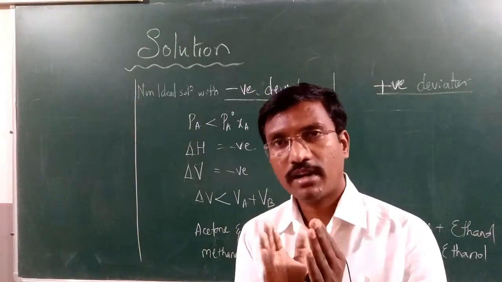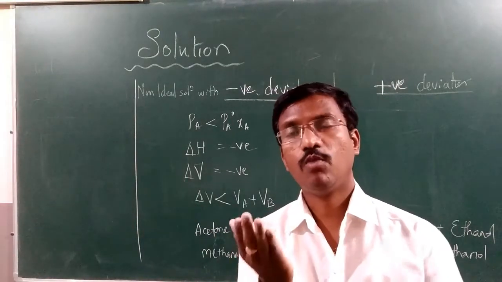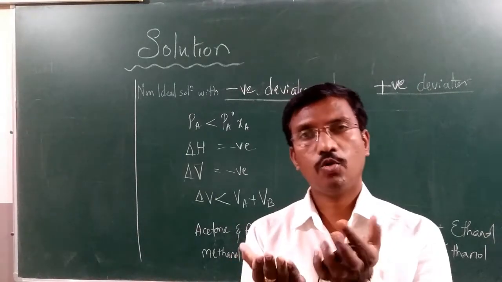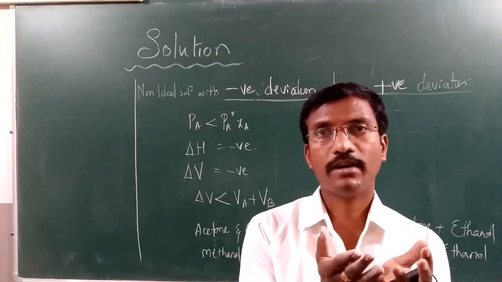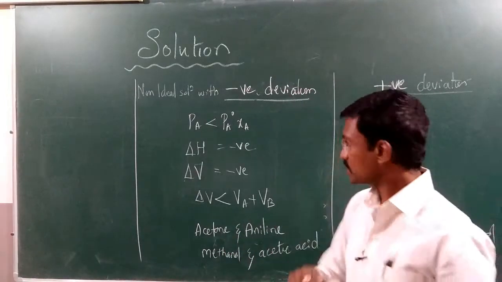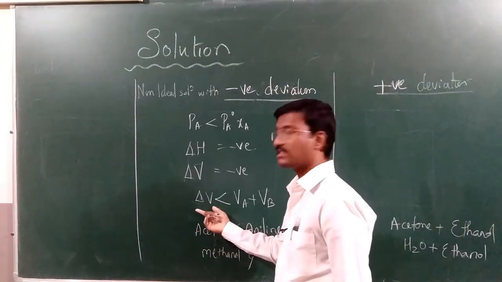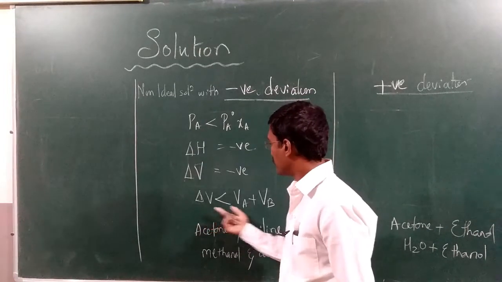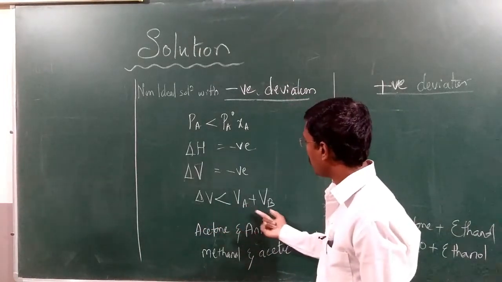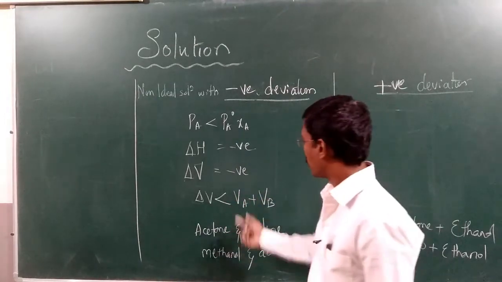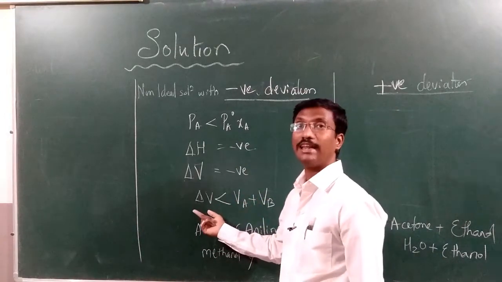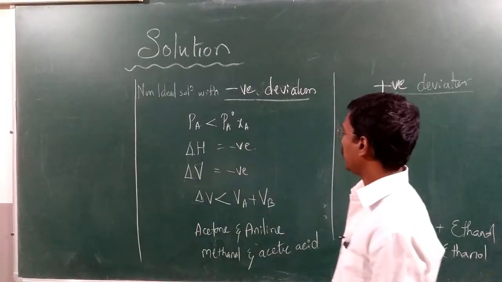Think that we have component A and component B. If the volume of A is 1 liter and B is 1 liter, then 1 liter plus 1 liter should give 2 liters on adding. But when mixed, we do not get 2 liters. It is less than 2 liters. So the individual volumes of A and B together are greater, but after mixing components A and B we get a lesser volume. That indicates negative deviation.